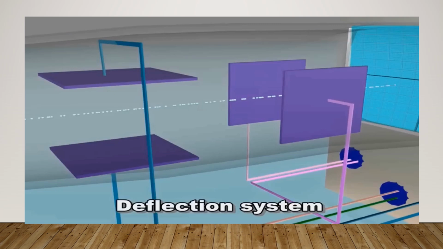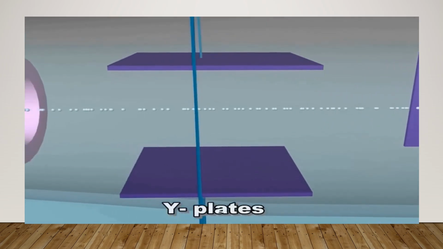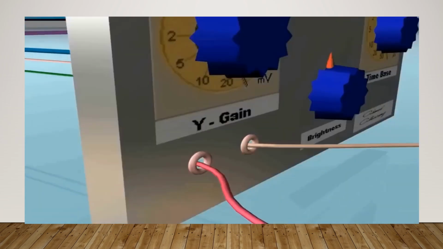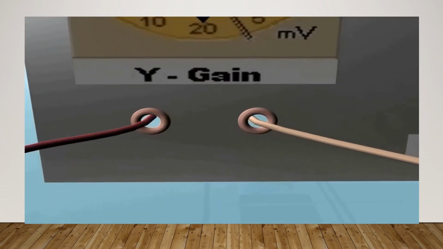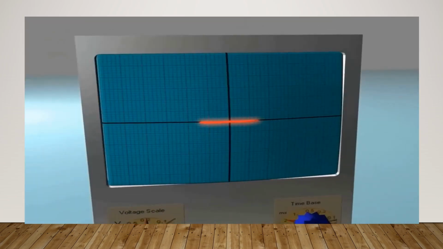The deflection system consists of two parallel plates, named the Y plates. The Y plates are electrically connected to the interface through two openings named the Y input. This is where we apply our signal or sawtooth voltage. This voltage causes the deflection of the beam across the screen, left and right with high frequency. This will appear on the screen as a horizontal line.